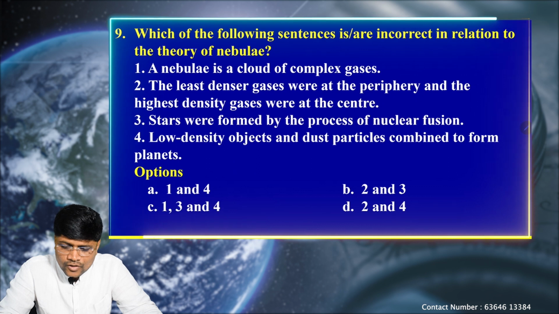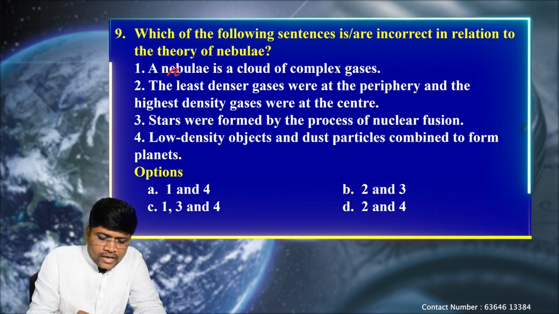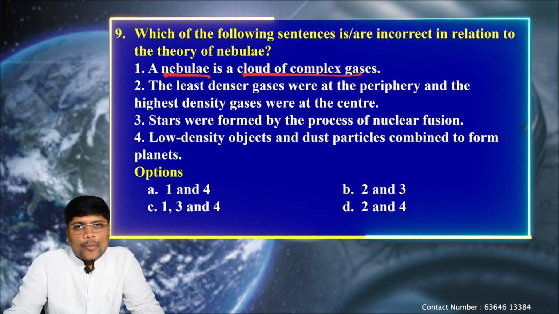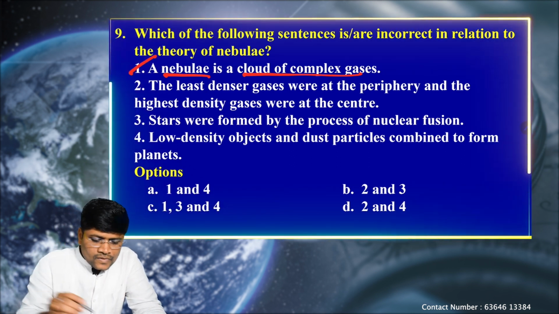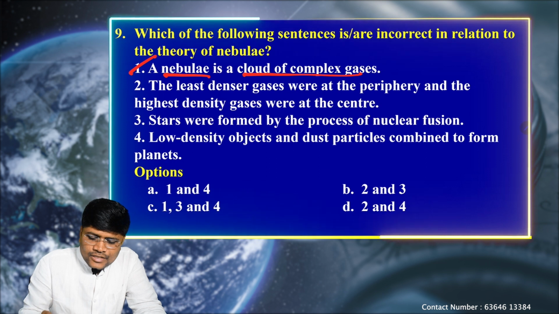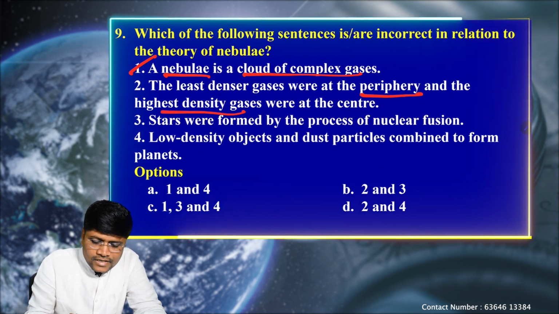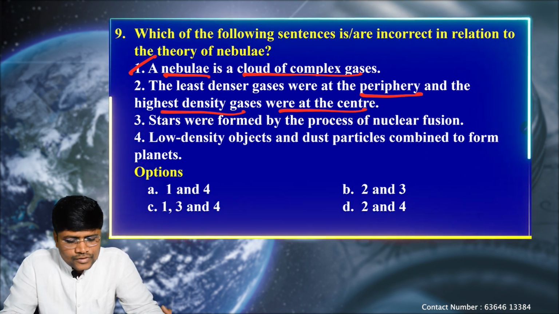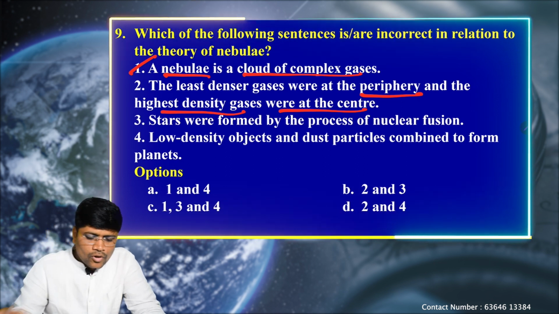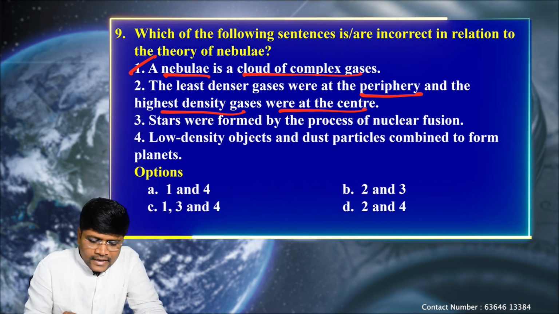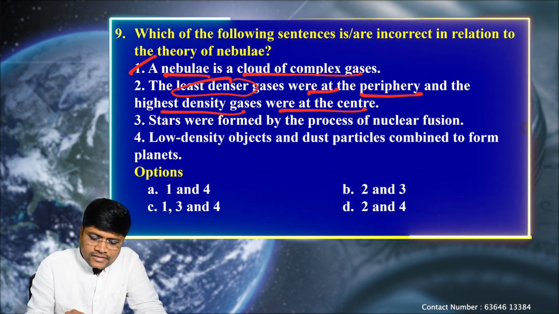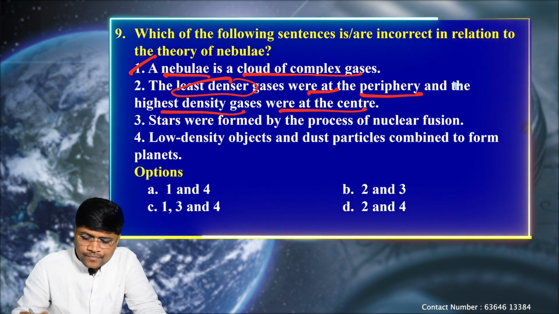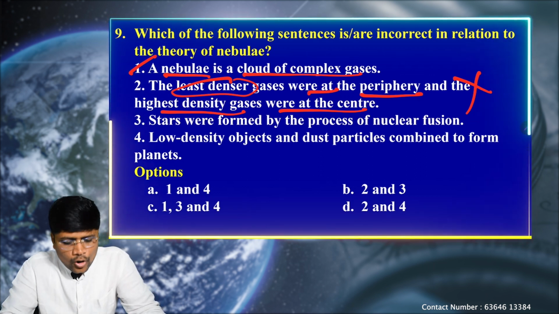Let's go back to the question. Now nebula is a cloud of complex gases. This statement is correct. Next, the least dense gases were at the periphery and the highest density gases were at the center. This statement is again contradictory, because within the accretion disk, the light density gases were at the center, but the high density gases were at the periphery. That's why this statement is wrong.